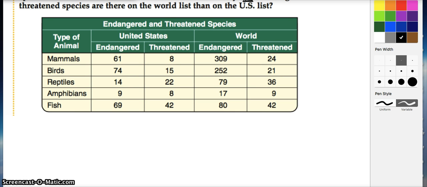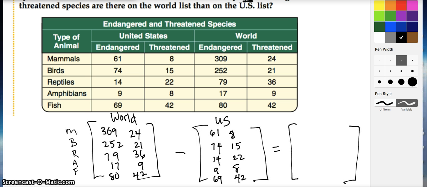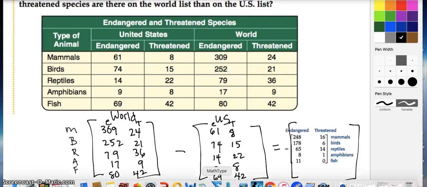So let's create 2 matrices, one with the United States and one with the world. Since the question said how many more endangered and threatened species are there in the world than in the United States, I chose to put my list of world endangered and threatened animals first as opposed to second, so the subtraction makes sense. Basically I've copied it. MBRAF stands for mammals, birds, reptiles, amphibians, and fish. We're going to subtract them and put the values here, and then we can find the difference, or how many of these species are endangered that are outside of the United States.